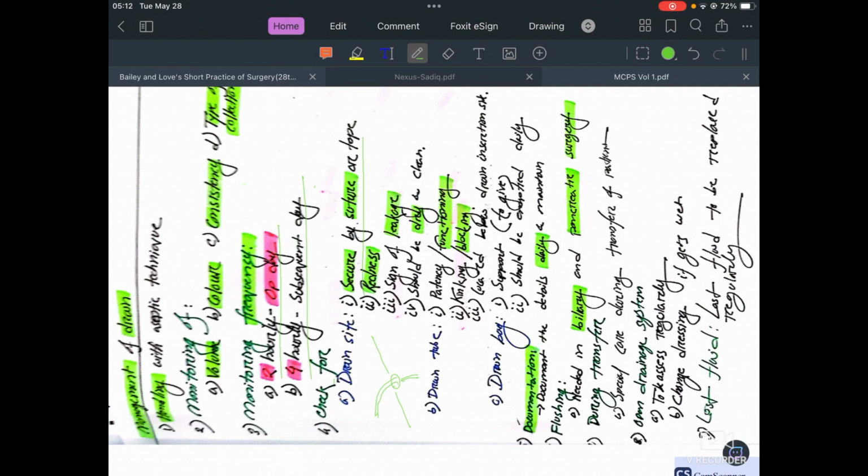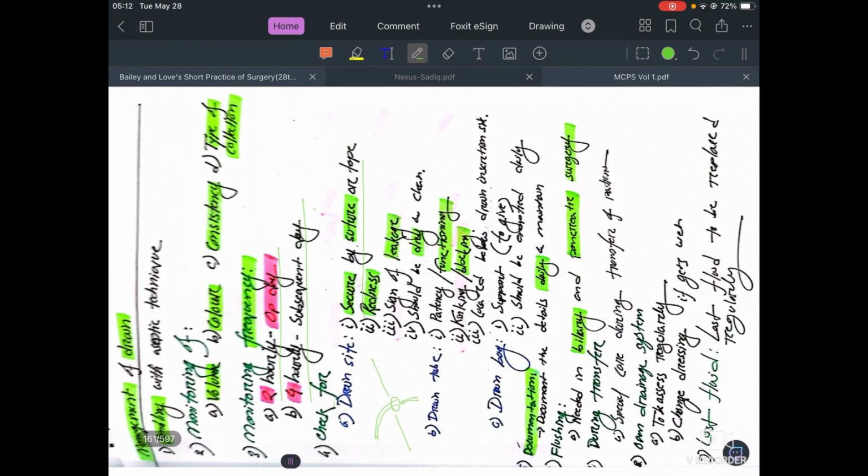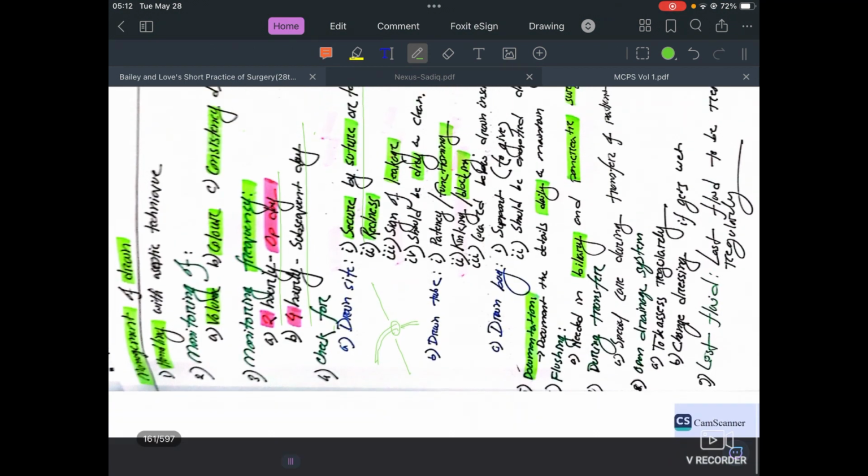During transfer of the patient, take special care. An open drainage system is to be assessed regularly, the dressing changed if it gets wet, and lost fluid to be replaced regularly.